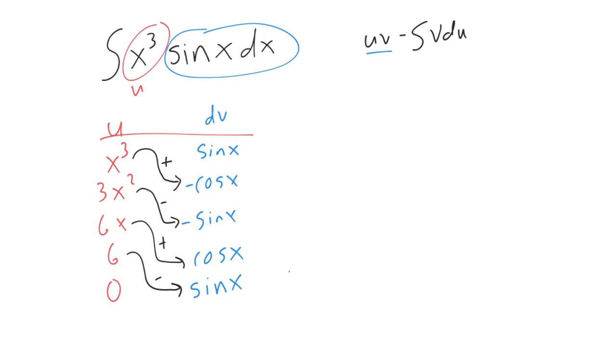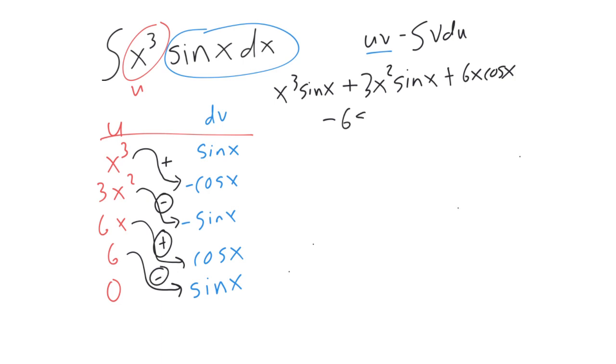So really, we have x cubed sine of x. And now we have this minus here from that. And now we have the 3x squared times negative sign. So let's make that a plus. And then now we're going to have a plus 6x cosine of x. And then minus, it's going to a new line here because of this minus 6 sine of x. And then, of course, we have our arbitrary plus c here.